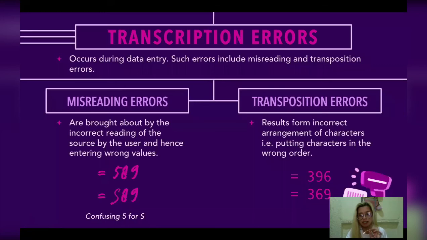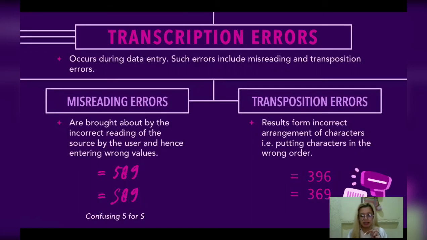Okay, so the next one is the transcription errors. It occurs during data entry. Such errors include misreading and transposition errors. So the misreading errors are brought about by the incorrect reading of the source by the user and hence entering wrong values. For example, a user may misread a handwritten figure such as 589 and type S89 instead, example, confusing 5 for S.